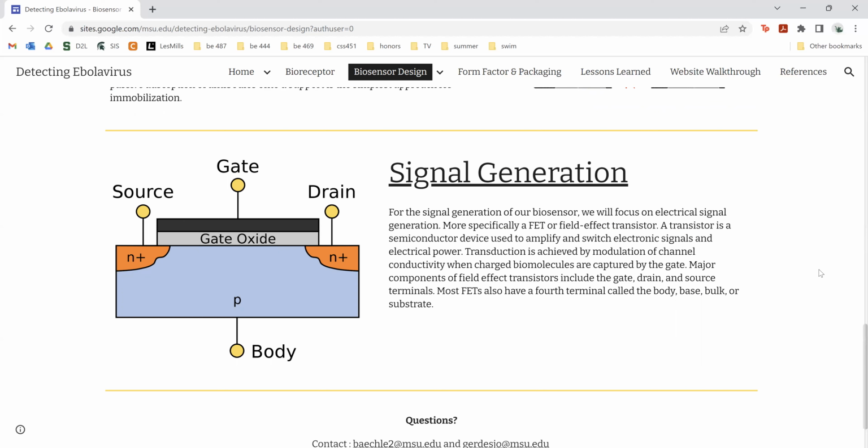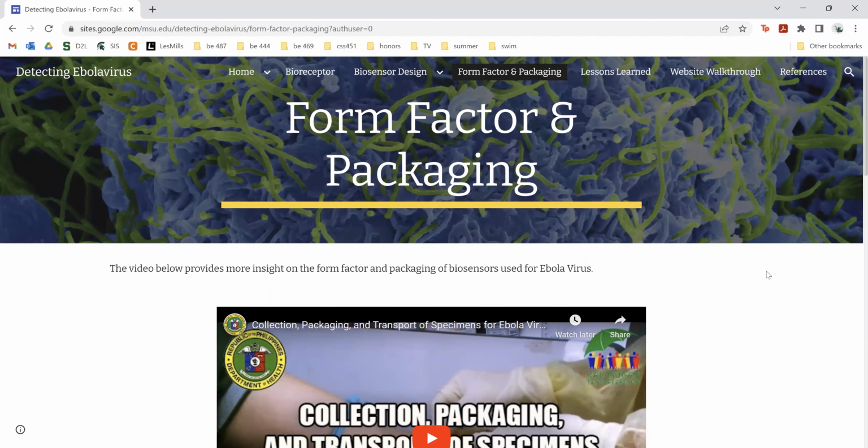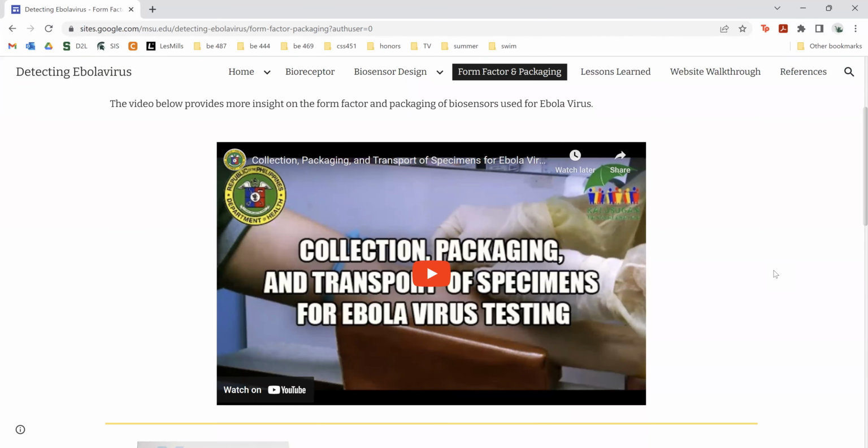To find out more information about our transducing material, our immobilization chemistry, and signal generation, click on the headers to be taken to their specific pages. Moving on, under our form factor and packaging tab, you can see a video that provides more insight on the specific form factor and packaging of biosensors used for Ebola virus.